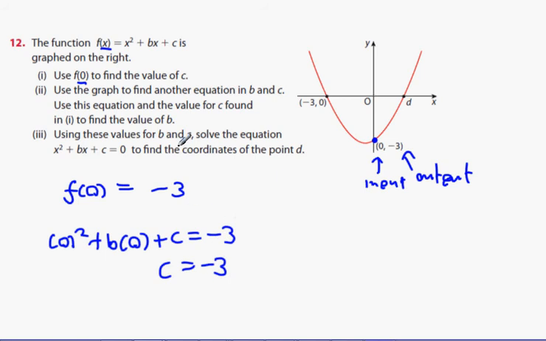You happy enough with that? Who got minus 3 as the first part? Okay, well done. Use the graph to find another equation in b and c. Use this equation and the value for c found in part 1 to answer the value of part b.